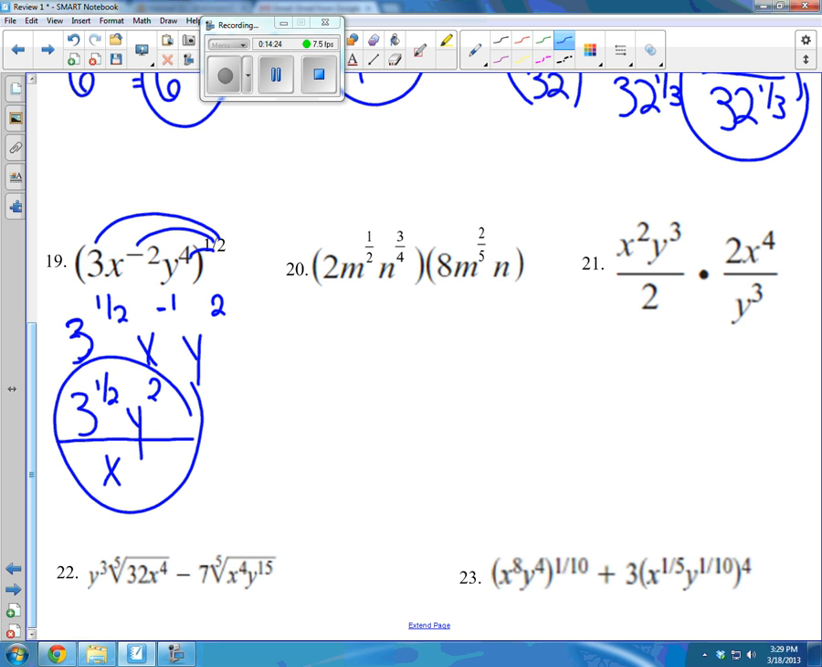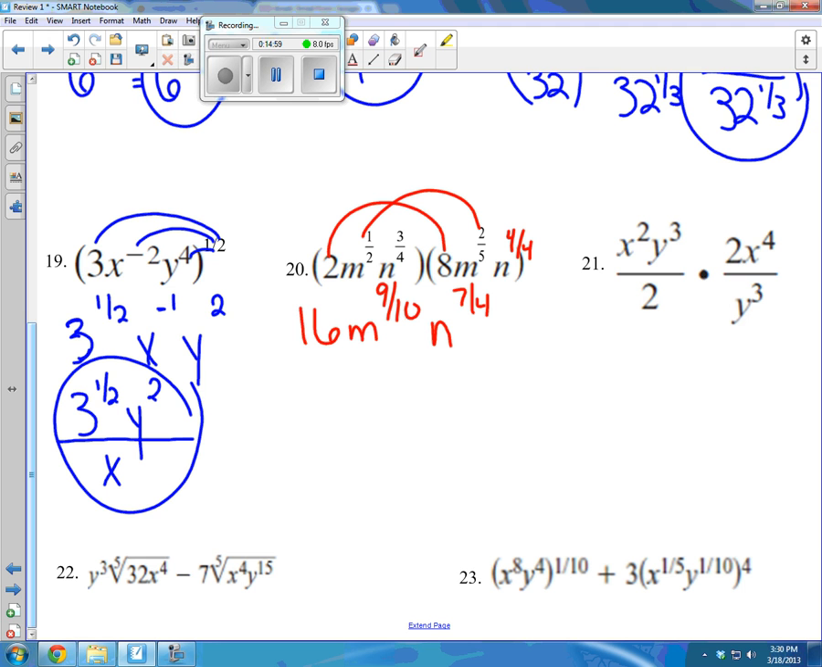All right, 20. A couple people came up and asked me if they should distribute. Nope, I'm just going to multiply the like terms. So the 2 and the 8 is 16. My m's, 1/2 and 2/5, I would be getting a common denominator of 10, which 1/2 would become 5/10 and 2/5 would become 4/10. So when I add those, I get m to the 9/10. And then as far as the n's go, I'm going to add 3/4 and technically 1 or 4/4, and that gives me 7/4. So that's it for 20.